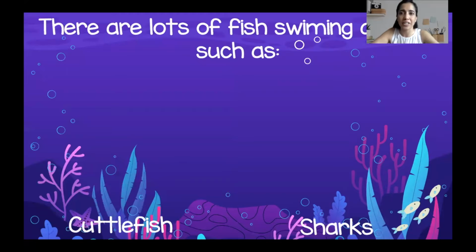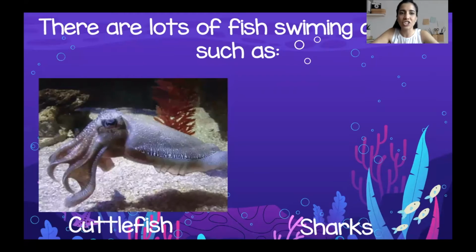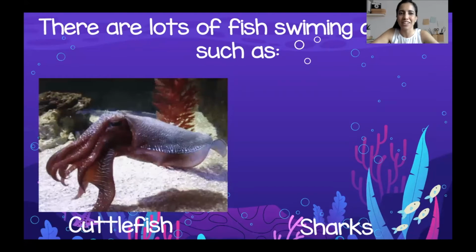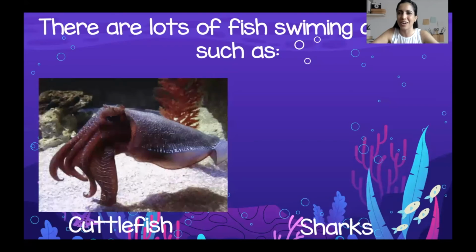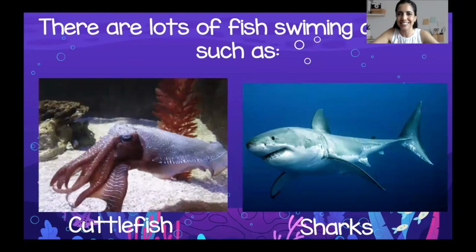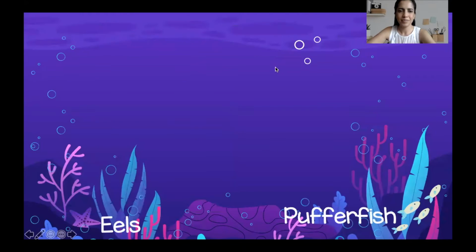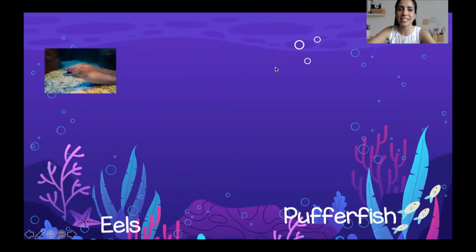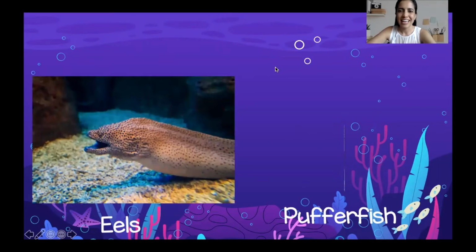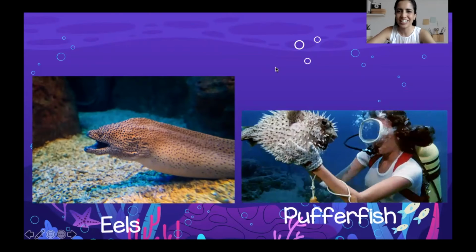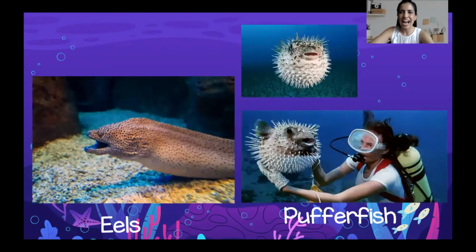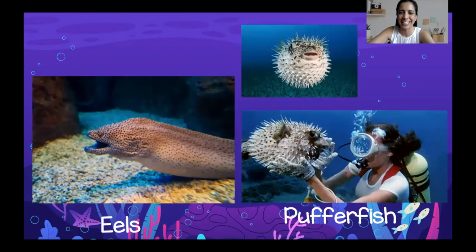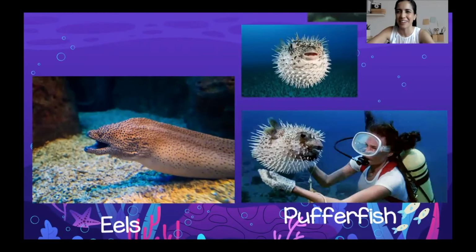There are lots of fish swimming, such as cuttlefish. Look how they change the color so they can camouflage for their predators not to see them. And these ones, these are the sharks. You can also find eels and pufferfish. Remember the pufferfish? We talked about them in the past. How they can go big. Yeah, those are pretty fun, right?